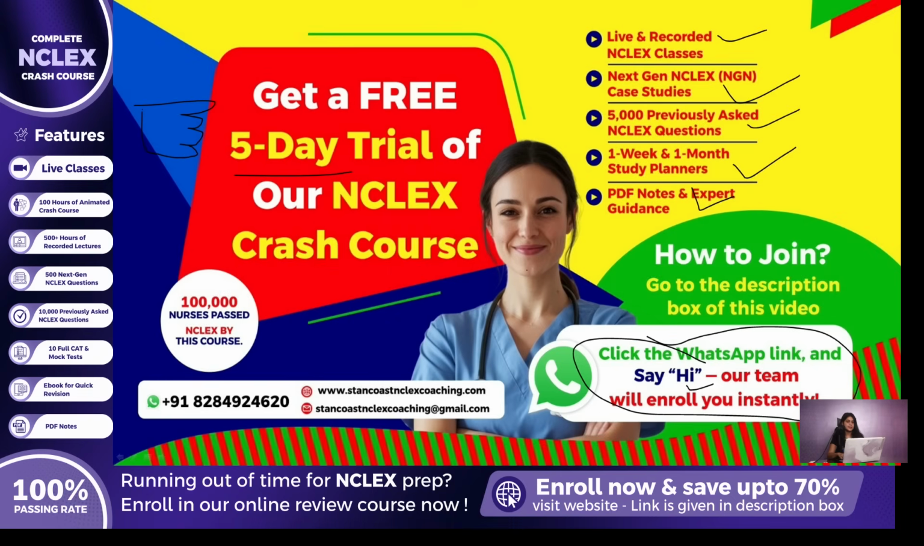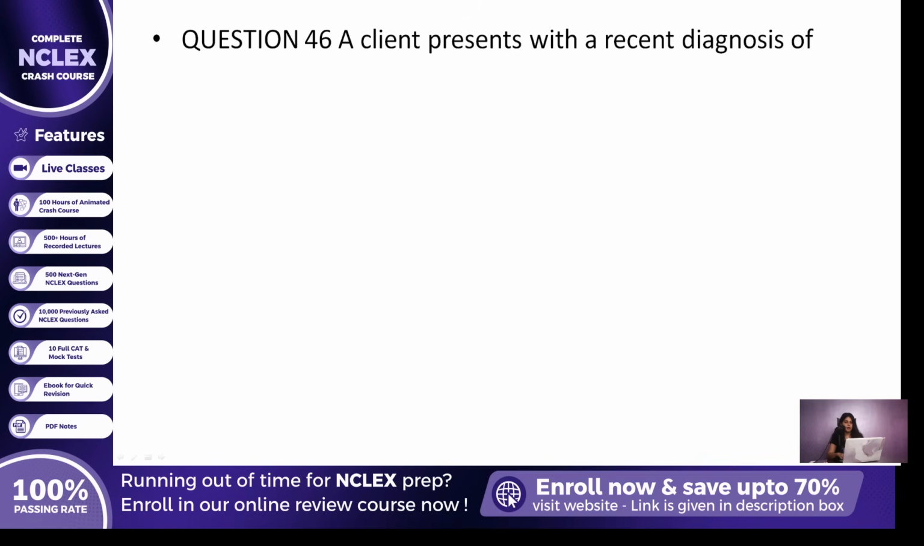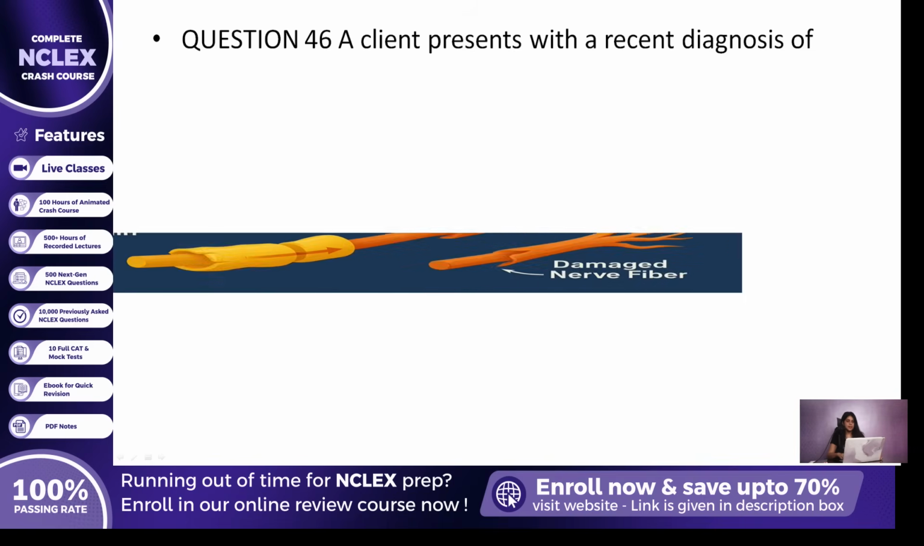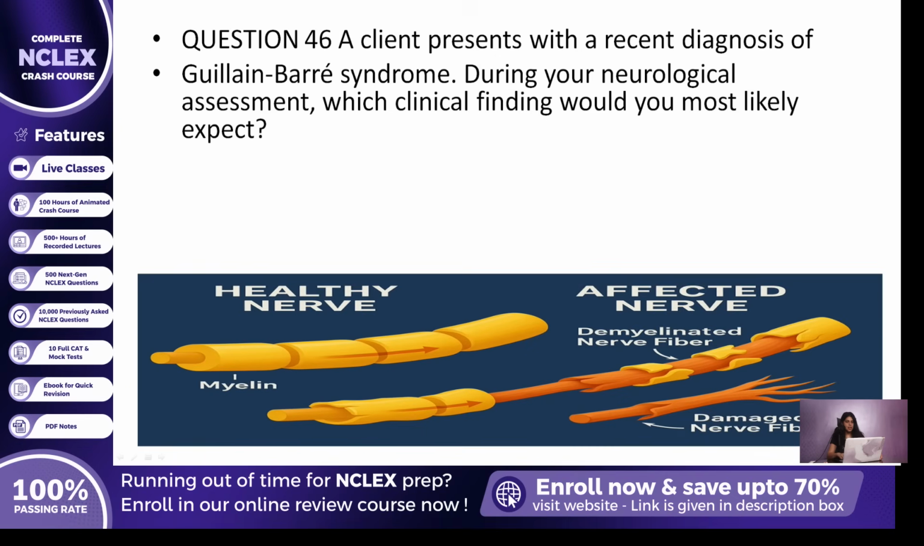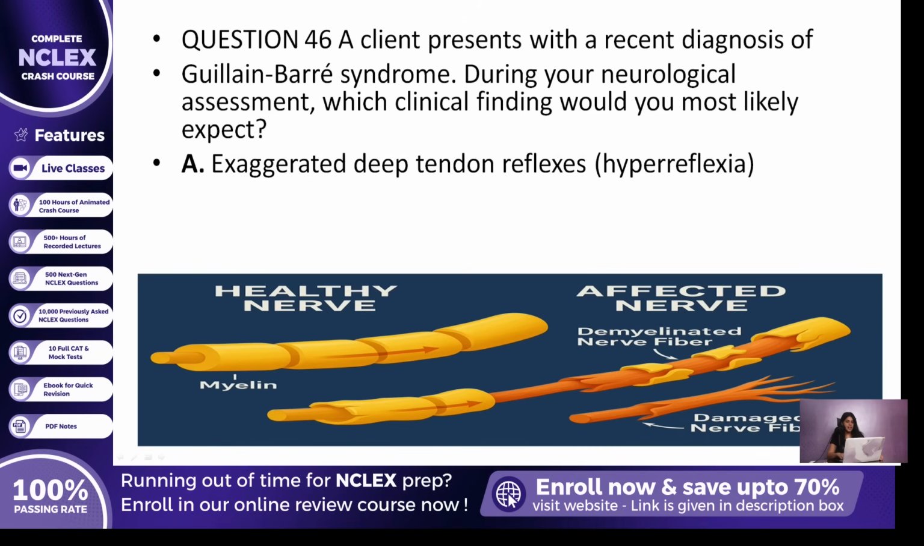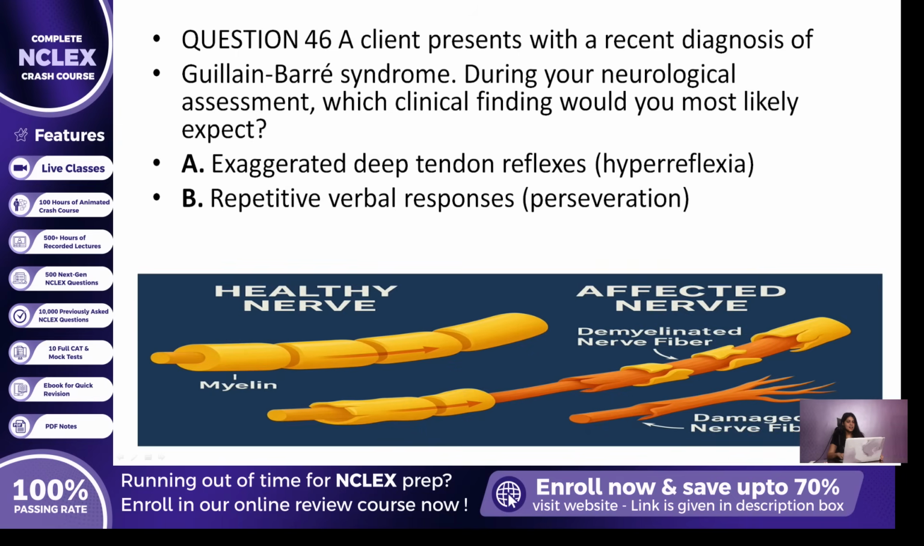Back to question number 46. This includes a case involving Guillain-Barré syndrome. During a neurological assessment, the nurse must identify the most expected clinical finding. The options are Option A, exaggerated deep tendon reflexes, hyperreflexia. Option B, repetitive verbal responses, perseveration.